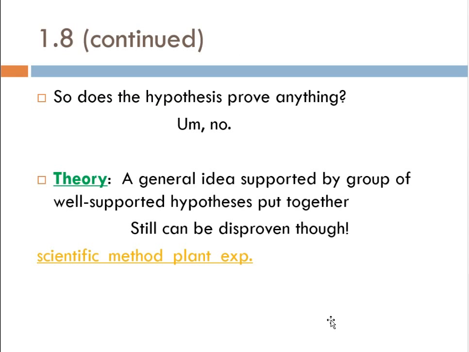So does the hypothesis have to prove anything? No, we still have to go through the whole process of doing the experiment, getting the data, and things like that. And you're going to learn a lot more about that process later. I've put in a little video, the scientific method one. If you open up my PowerPoints at home really big and click on that, you'll see a video that shows the scientific method with plants, and it has a really cool thing. A theory is even more conclusive than a hypothesis. A theory is a general idea supported by a group of well-supported hypotheses put together, and at this point can't be disproven.